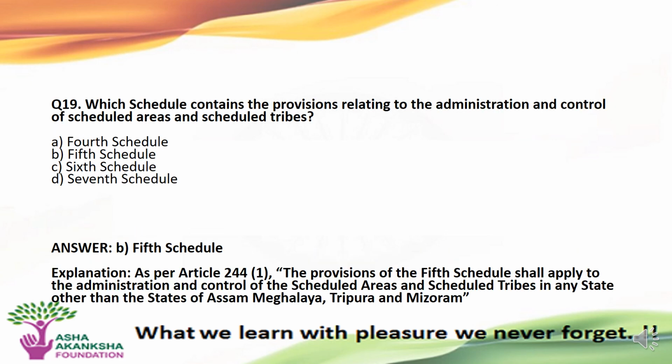Next question is: which schedule contains the provisions relating to the administration and control of scheduled areas and scheduled tribes? Options are A. Fourth schedule, B. Fifth schedule, C. Sixth schedule, and D. Seventh schedule. The correct answer to this question is the fifth schedule.